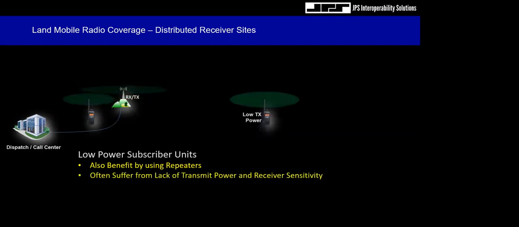But that doesn't really tell the whole story. The remote receiver sites will now support our subscriber units with low transmit power, but there's always a physical coverage limit with respect to the transmitter at the relay site. So if I'm out of coverage, naturally I am not, as a subscriber unit, going to be able to receive that communication, again based upon the limited transmit power at my relay site and the receiver sensitivity of my subscriber unit.